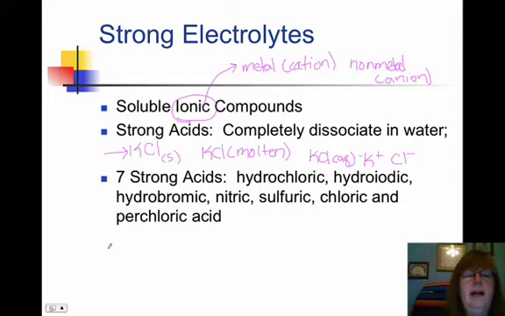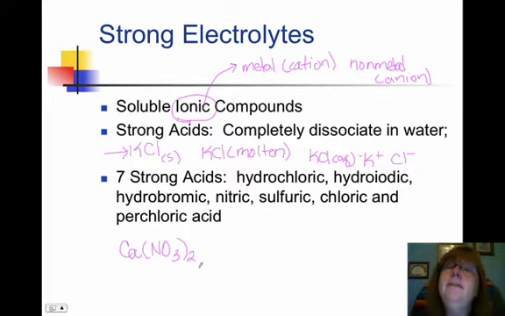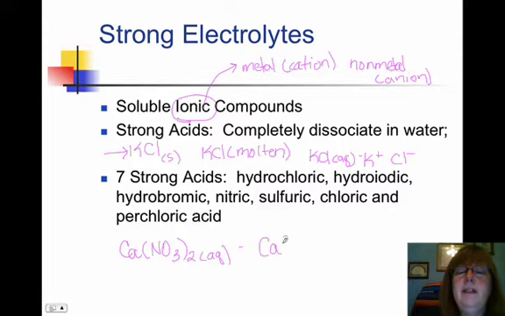Let's look at one more ionic compound. Let's do calcium nitrate. Nitrates are soluble. Calcium nitrate is an ionic compound, and if it had this (aq) after it, it's in solution, it's in water, it's soluble, and what do we actually have in solution? We have the calcium 2+ ions, and then we've got those nitrate ions in solution. So this would be a strong electrolyte. It has ions in solution.